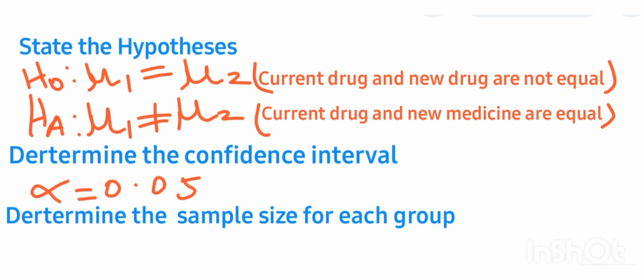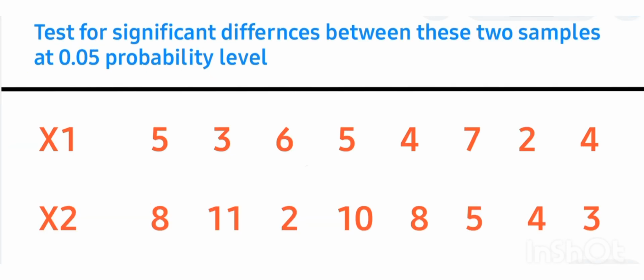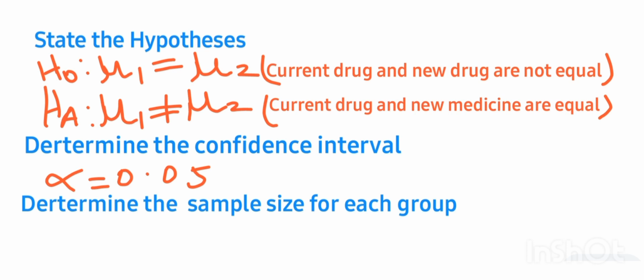The next step says determine the sample size for each group. That takes us back to our table. Looking at our table, we can get the sample size by count. Here we go: 1, 2, 3, 4, 5, 6, 7, 8 for group 1, and then for group 2, 1, 2, 3, 4, 5, 6, 7, 8. So they both have the same sample size. The sample size, designated with n, for the first group, n1 equals 8.